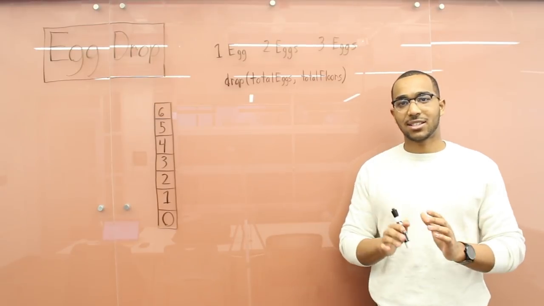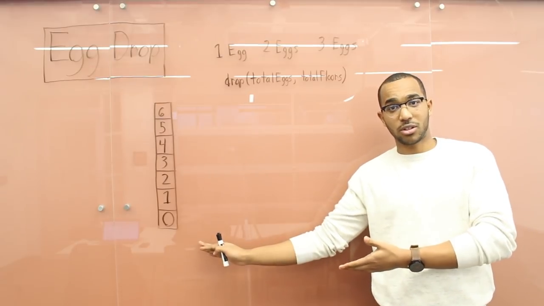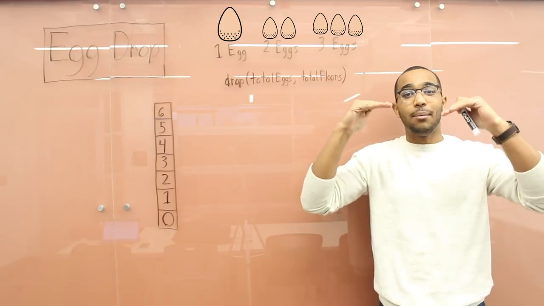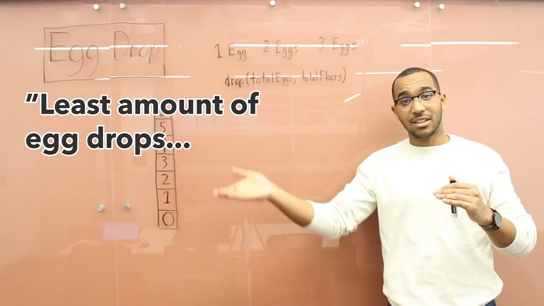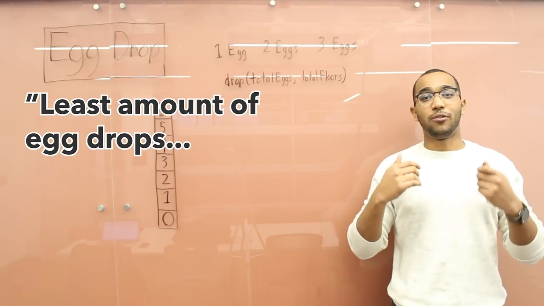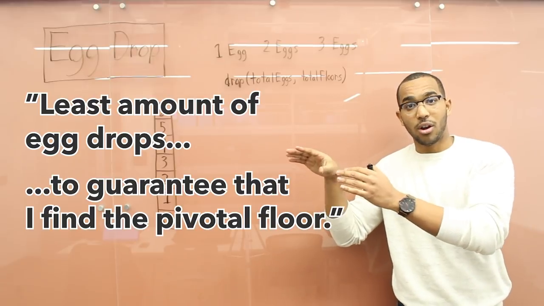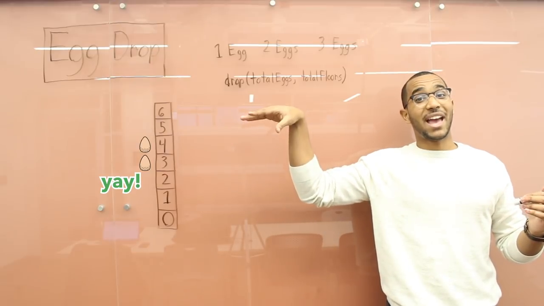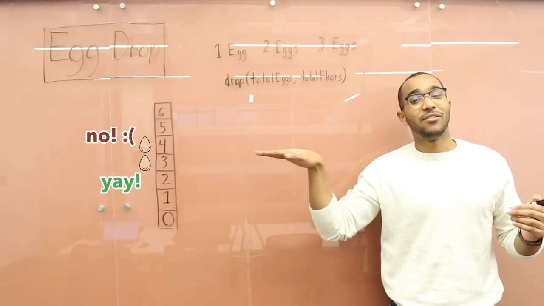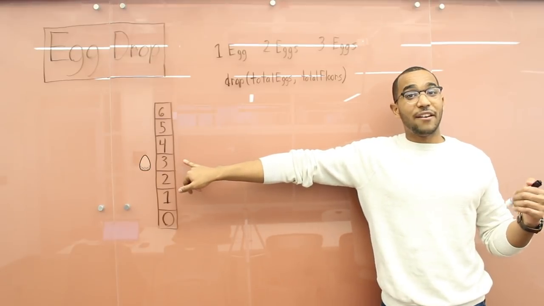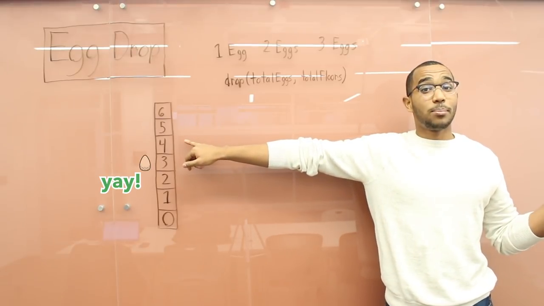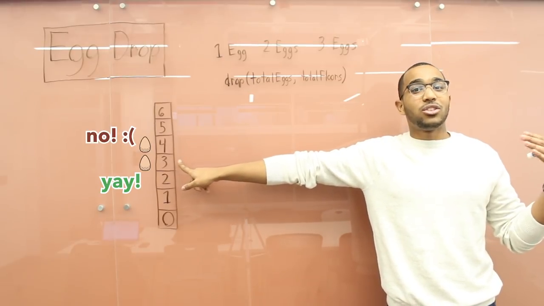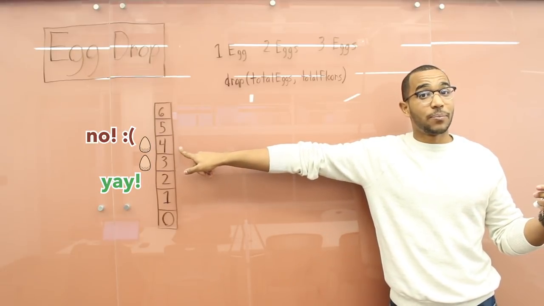All right, so this problem asks us, given a certain amount of floors, and given a certain amount of eggs, what is the least amount of egg drops that I need to perform to find the pivotal floor where right below it, if I drop the egg, it won't break, and right above it, if I drop the egg, it will break. We're looking for that pivotal floor. So for example, if I'm at 3, if I drop it, it doesn't break. But as soon as I hop up to 4, if I drop it and it breaks, I know my pivotal floor is 3.